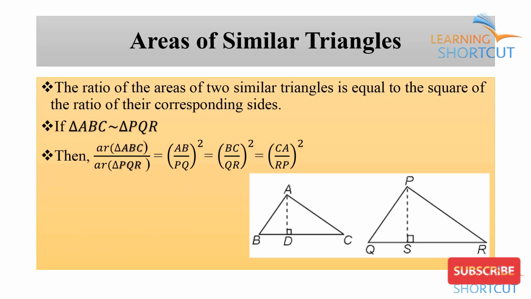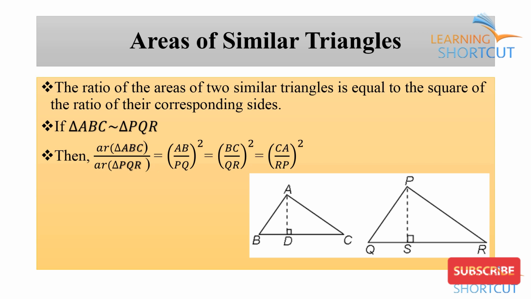Okay. Next, we want to know about the areas of similar triangles. The ratio of the areas of two similar triangles is equal to the square of the ratio of their corresponding sides. If you consider two triangles ABC and PQR, then the ratio of the areas of the two similar triangles is equal to the square of the ratio of their corresponding sides.